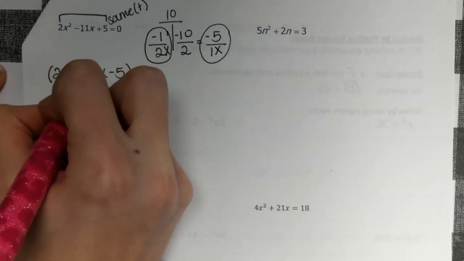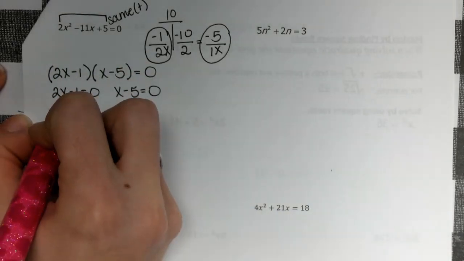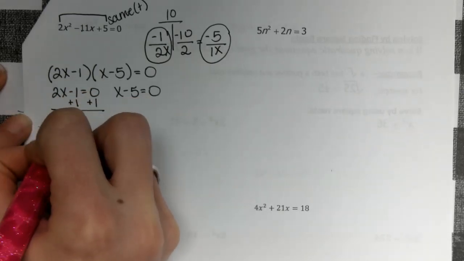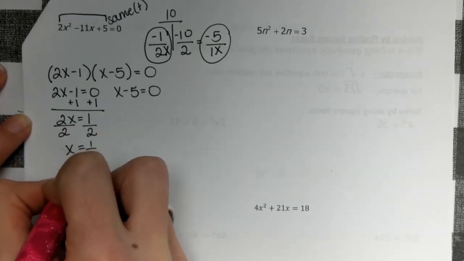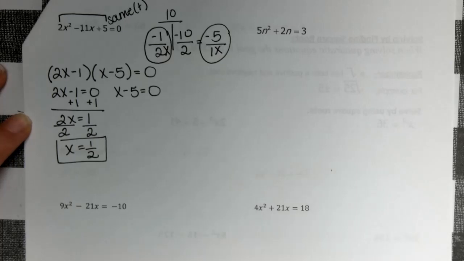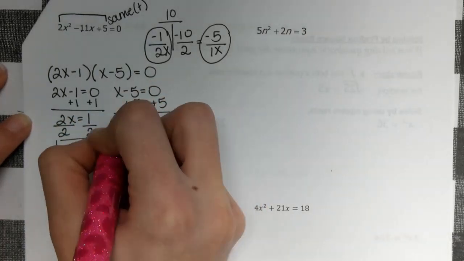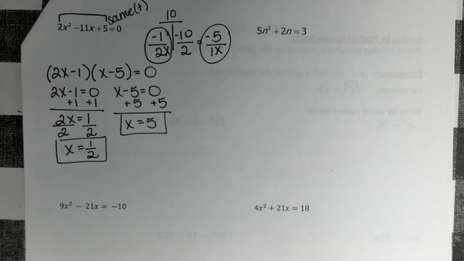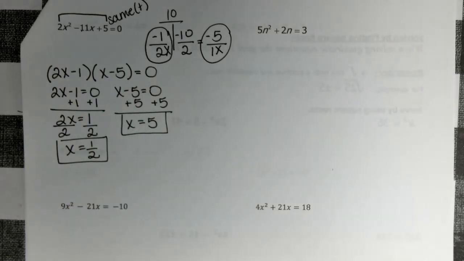Separate 2x minus 1 equals 0. X minus 5 equals 0. Add my 1. 2x equals 1. Divide by 2. X equals 1/2. Add your 5. X equals 5. Good with that? If you get an x value, you can store it, plug it in, make sure it's equal to your right side of your original.